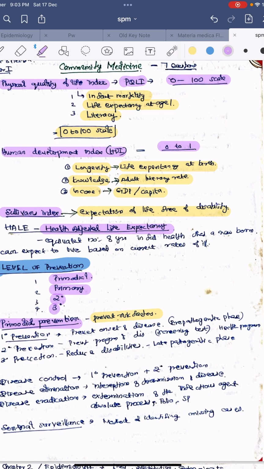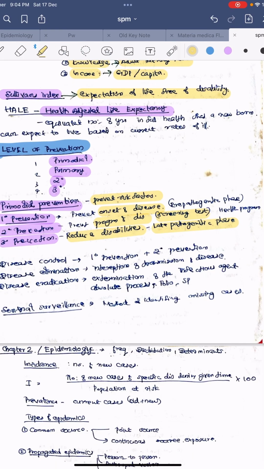Next is primary prevention. Primary prevention is to prevent the onset of the disease, that is at the pre-pathogenic phase. Secondary prevention is to prevent the progress of the disease, that is by means of screening tests, early diagnosis and treatment. Next is tertiary prevention, which means reducing disabilities, that is done in the late pathogenic phase. So these are the main levels of prevention.